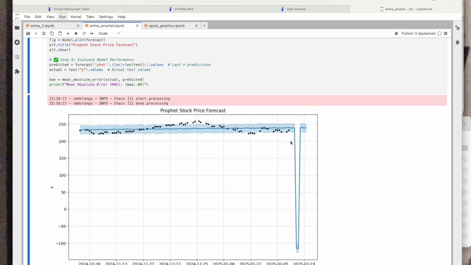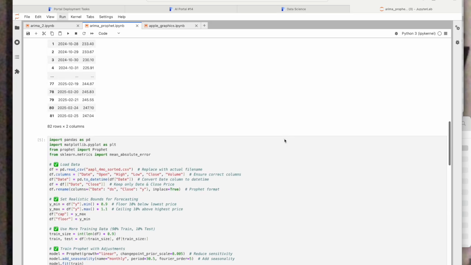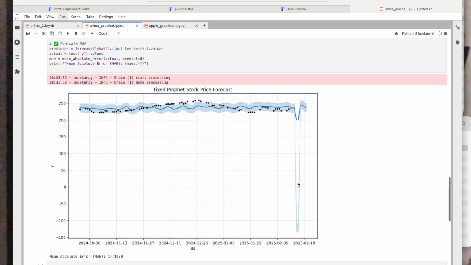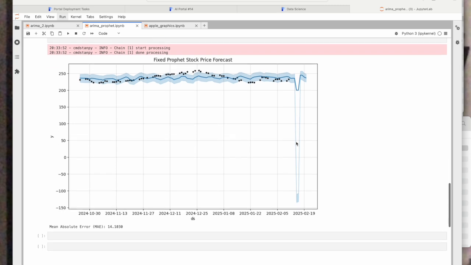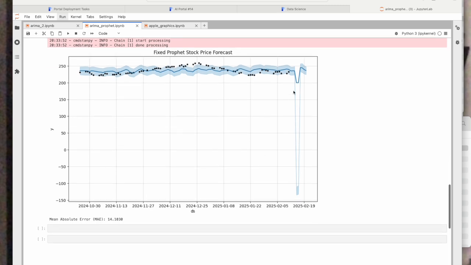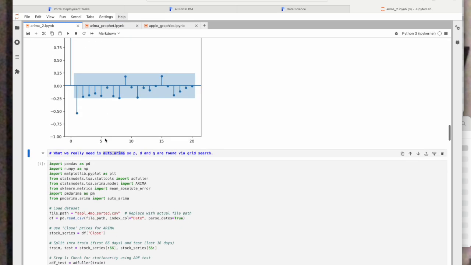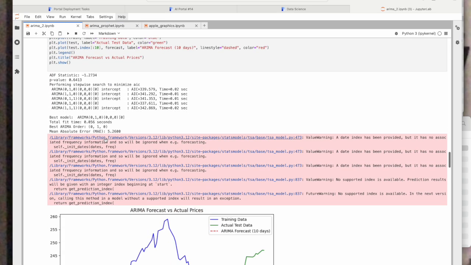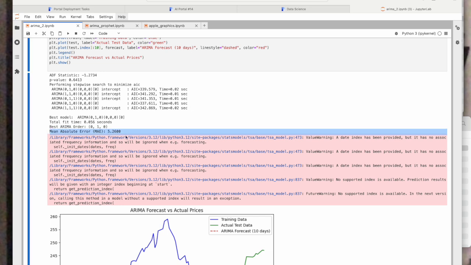So we can make some adjustments here. We look at the data. We make some adjustments here, and it doesn't drop completely down so much. But this is still not right. There's something wrong with the model we have to look at. So the mean absolute error here is 14, and back on our ARIMA 2, our mean absolute error comes out at 5.26. So the smaller the mean absolute error, the better our model is.